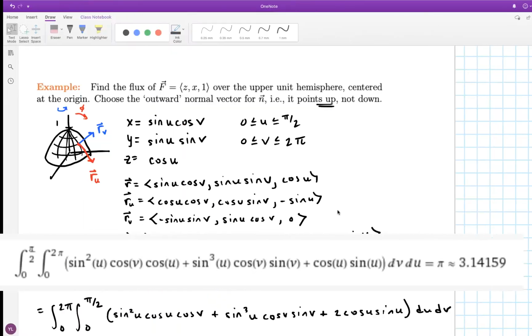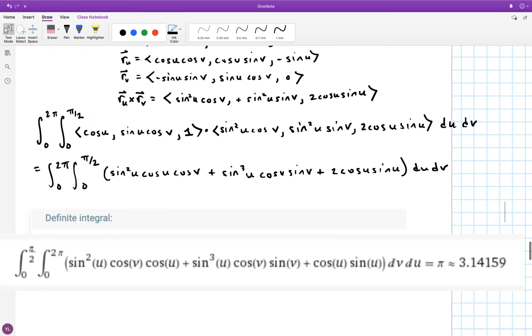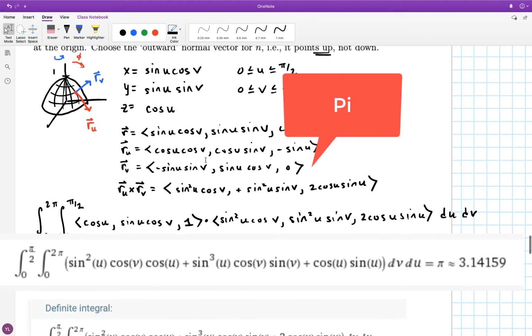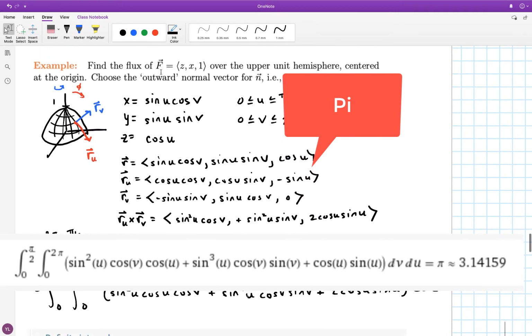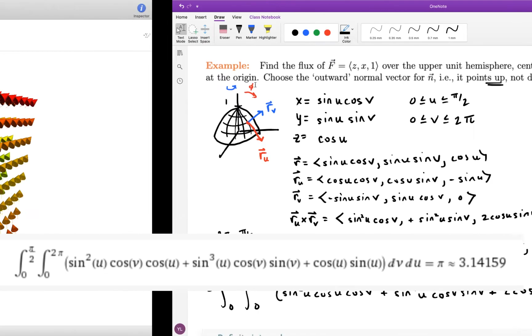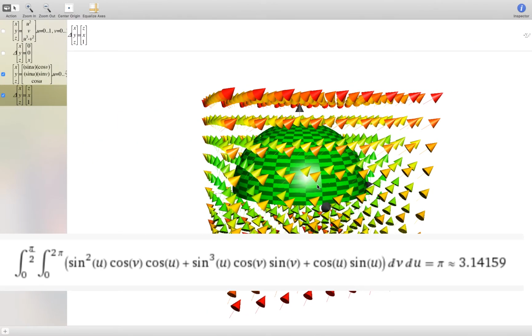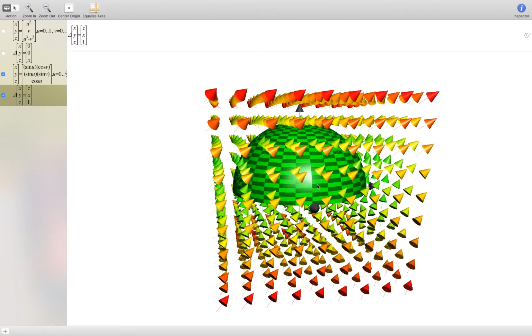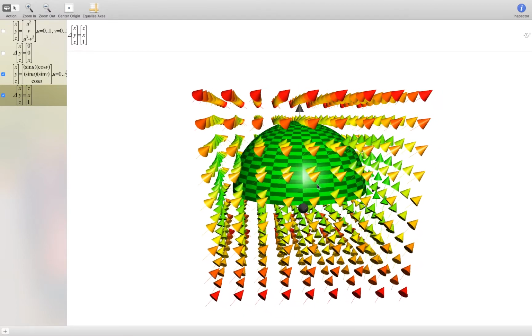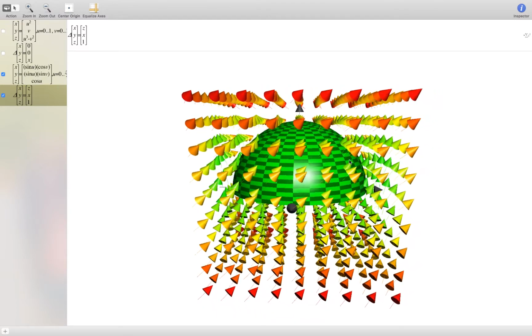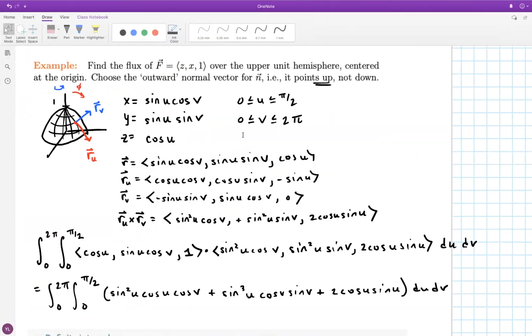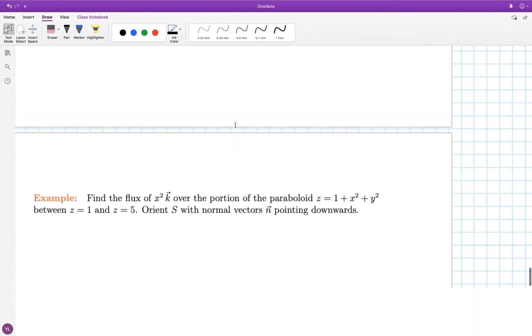I understand that getting a positive value, 2 pi, for the flux of this vector field through the hemisphere when n is pointing up is measuring the total amount of flow from bottom to top. And since the flow appears to be going up through the surface, getting a positive number makes a lot of sense. Okay, let's move on to the next example then.